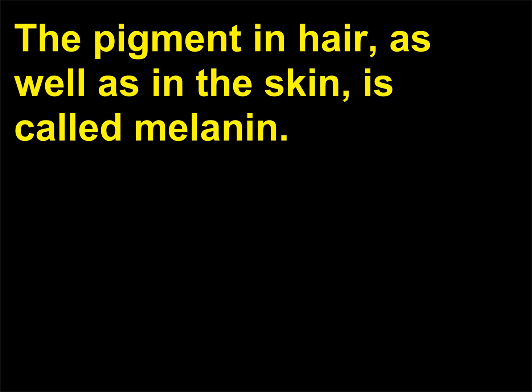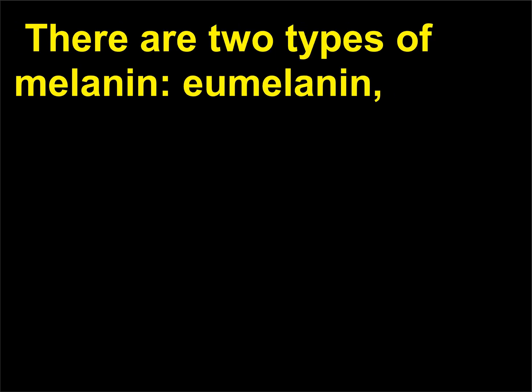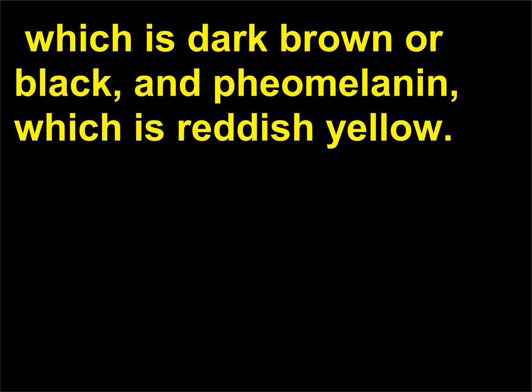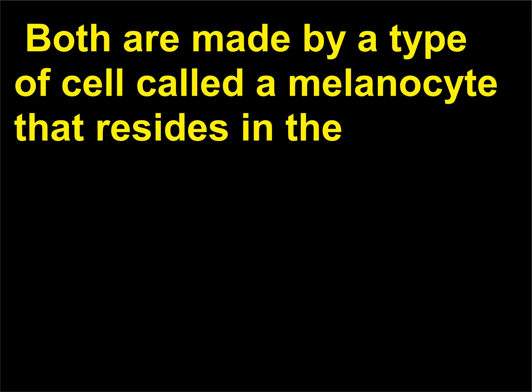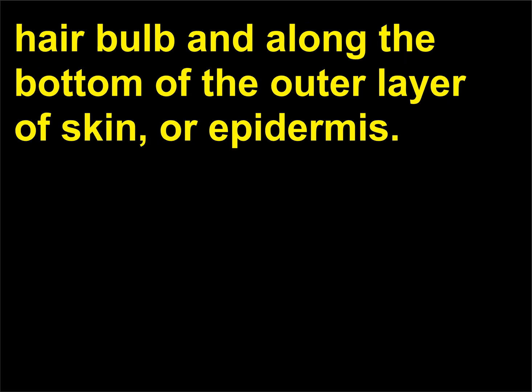The pigment in hair, as well as in the skin, is called melanin. There are two types of melanin, eumelanin, which is dark brown or black, and pheomelanin, which is reddish yellow. Both are made by a type of cell called a melanocyte that resides in the hair bulb and along the bottom of the outer layer of skin, or epidermis.